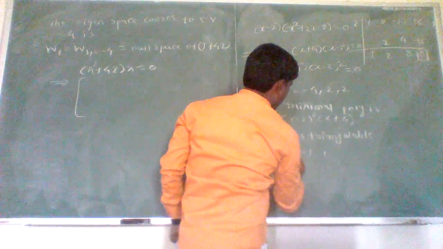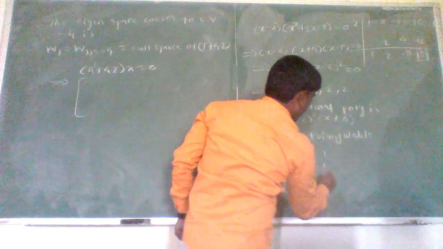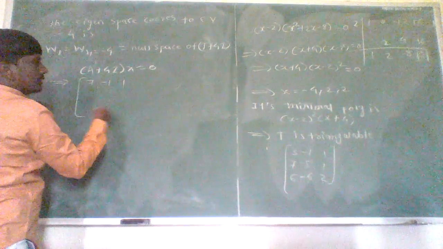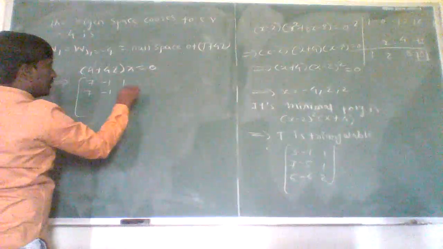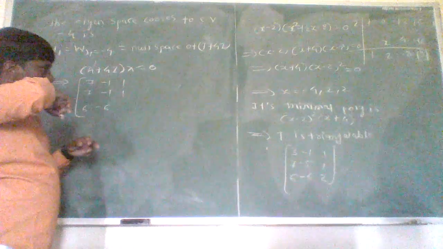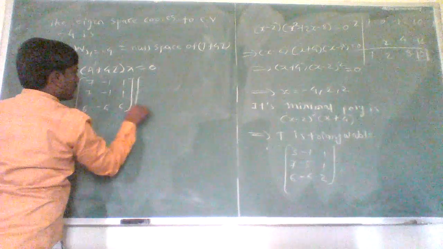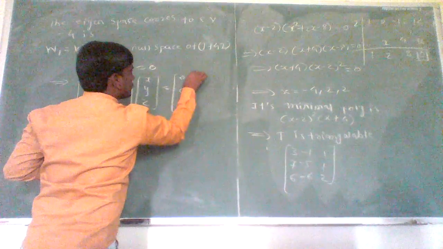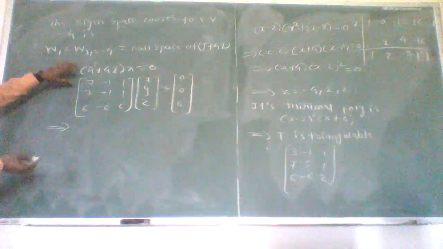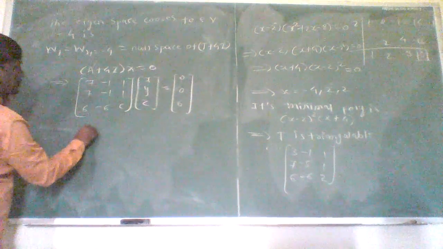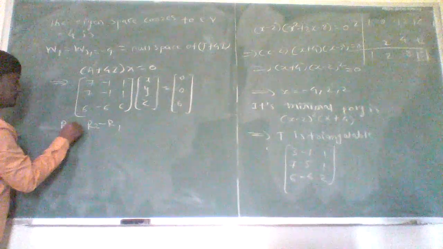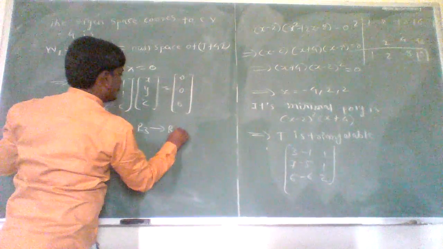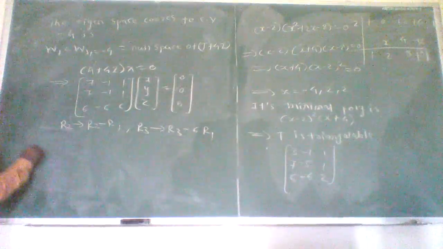3 minus 1 1, 7 minus 5 1, 6 minus 6 and so 3 plus 4 is 7, minus 1, 1; 7, minus 5 plus 4 is minus 1, again 1; 6, minus 6, 2 plus 4 is 6, times x y z equal to 0 0 0, which implies now here R2 is changing to R2 minus R1 and R3 is changing to R3 minus 6 times R1.